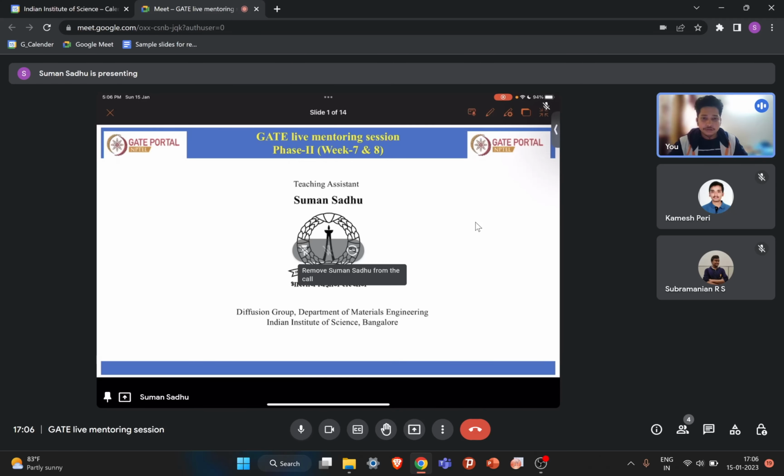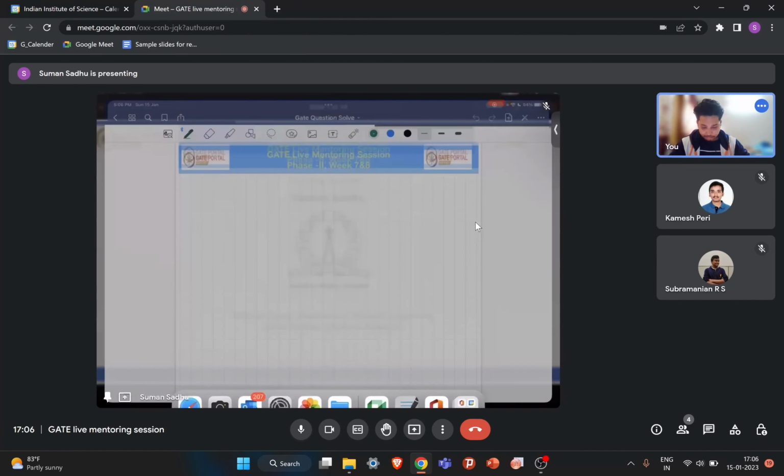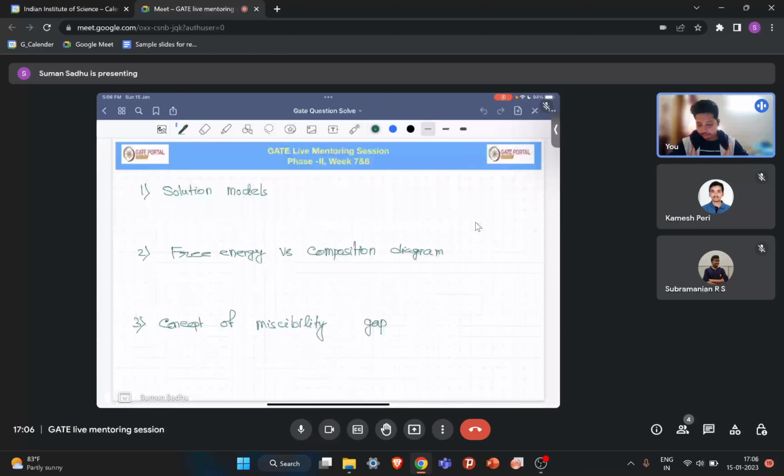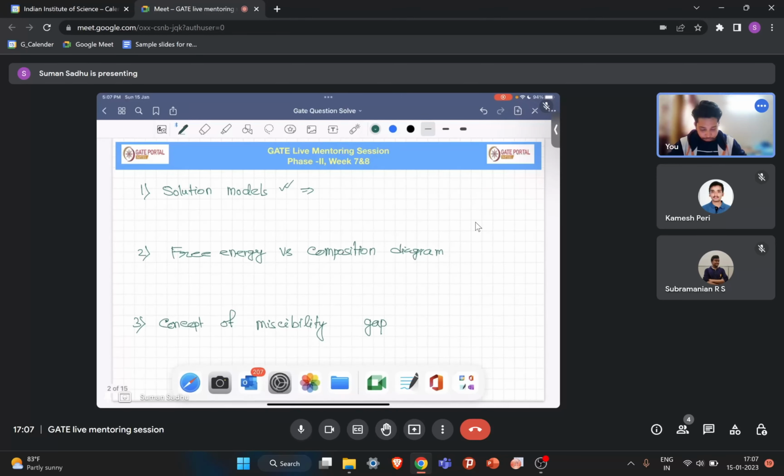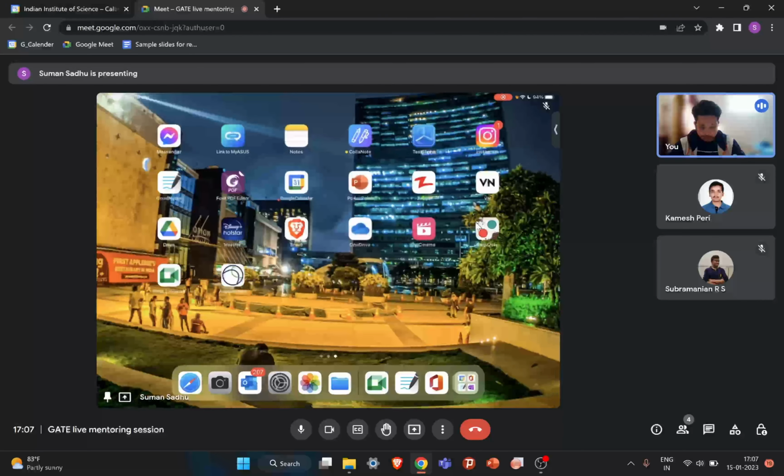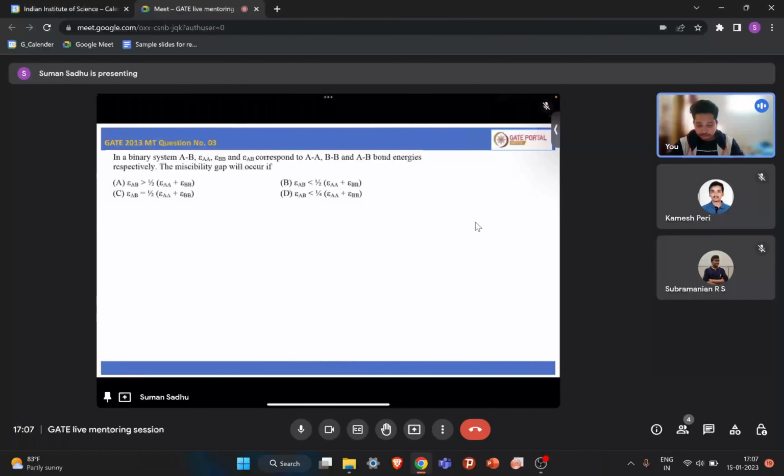Today's session is two hours. I will cover a few concepts: first the solution models, the ideal solution model and the regular solution model. Then we'll talk about the free energy versus composition diagram, and then move to the concept of the miscibility gap. We'll also solve a few questions, mostly related to solutions.